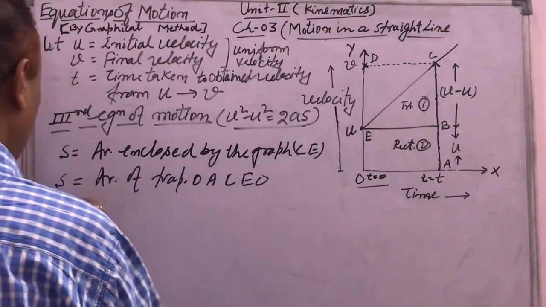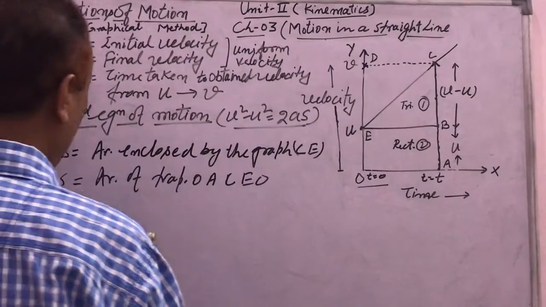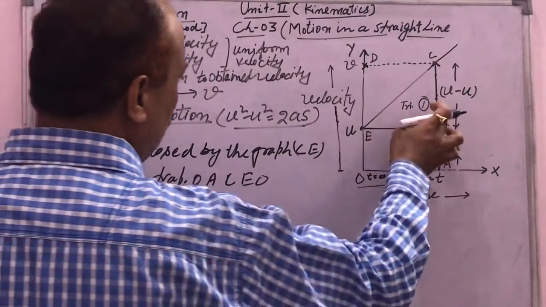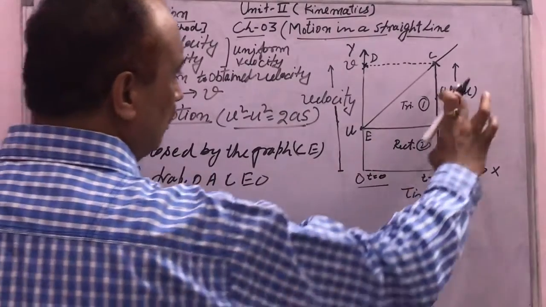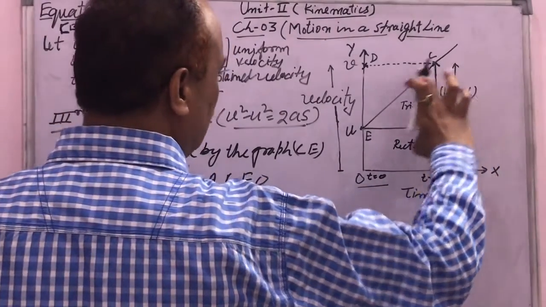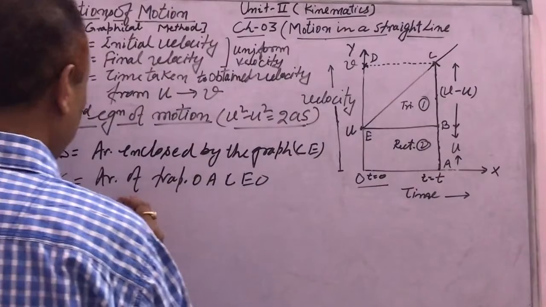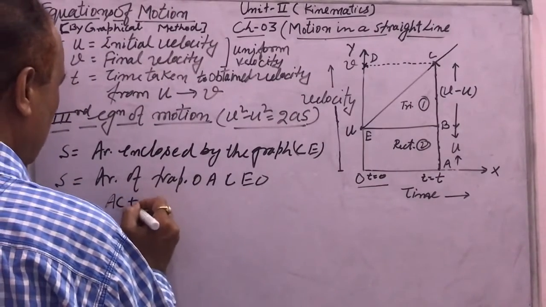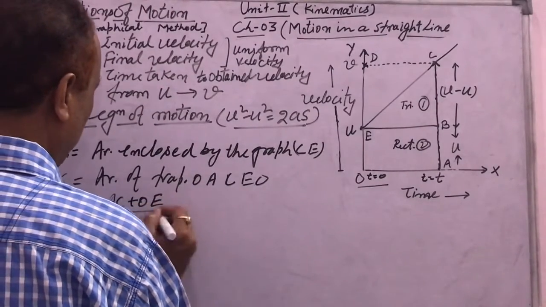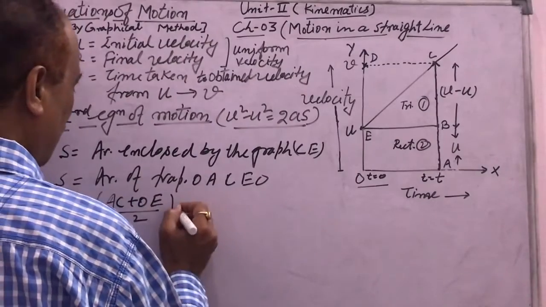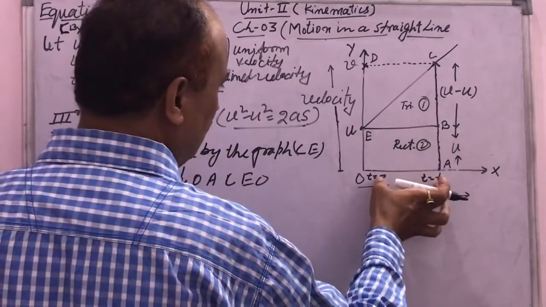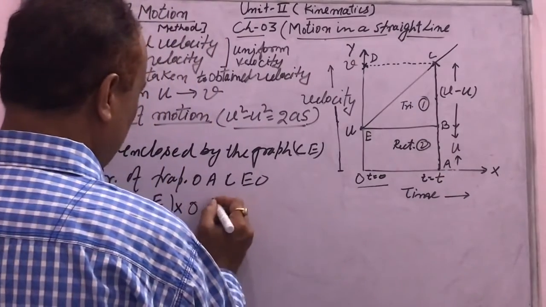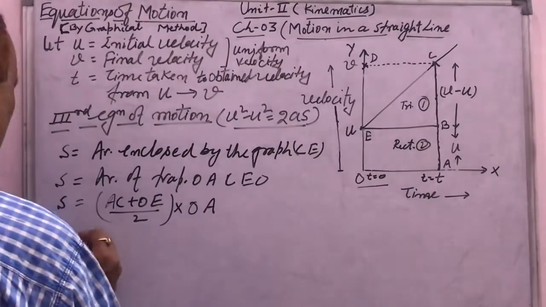And the area of the trapezium, we know according to the formula, is the sum of the two parallel sides divided by 2 and multiplied by the height. So the sum of the sides, that is AC plus OE, divided by 2 and multiplied by the height. The height between these two parallel sides is OA. So distance is OA. Now put the values.